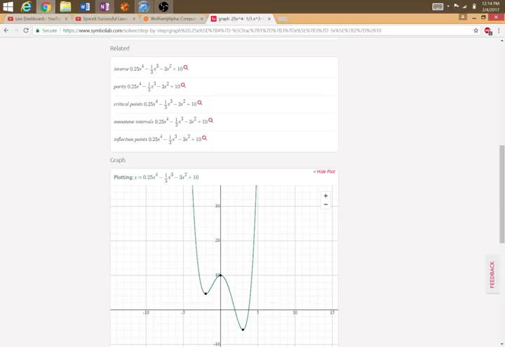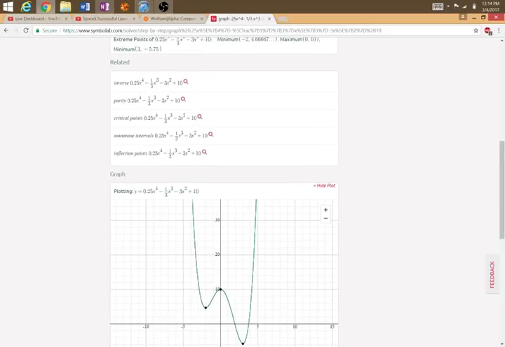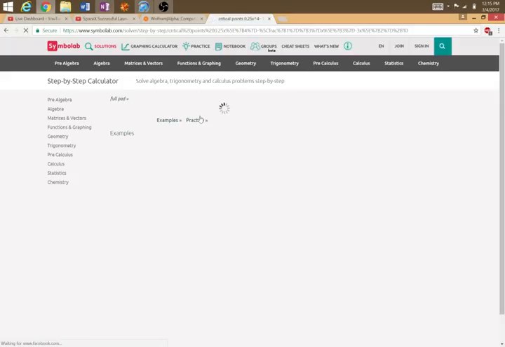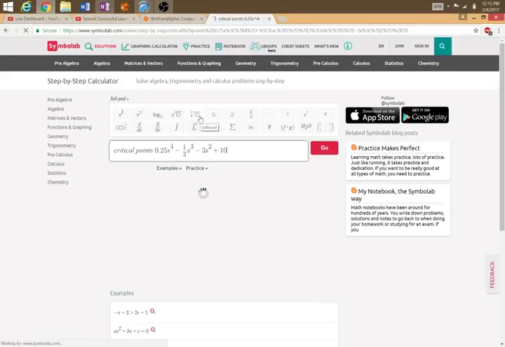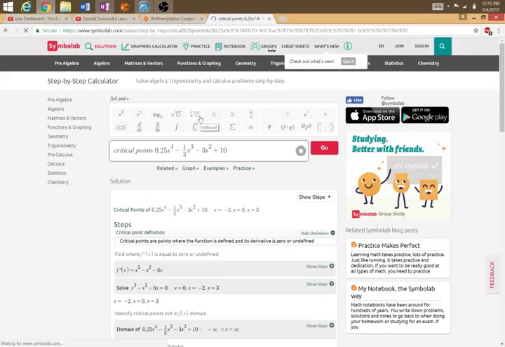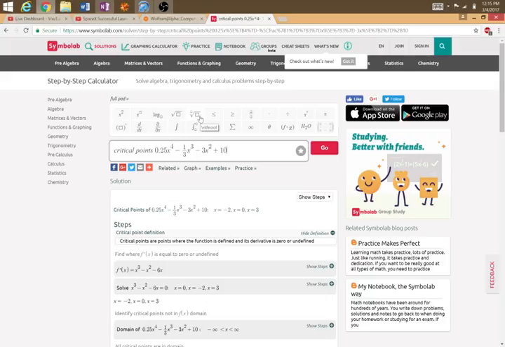Now I'm interested in the related part, where it says inverse of it, parity, critical point. What's going to happen if I click on this thing over here? Let's see. Negative 2, 0, and 3. So technically it solves the whole problem. Gives you the graph, gives you the whole thing. And actually this one shows steps.